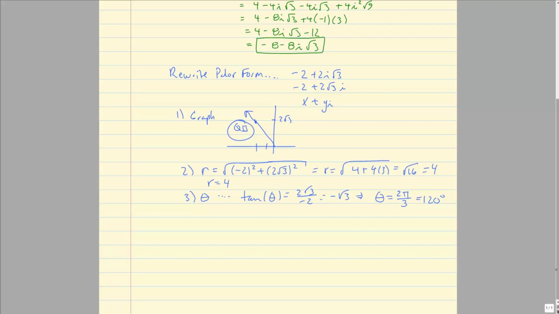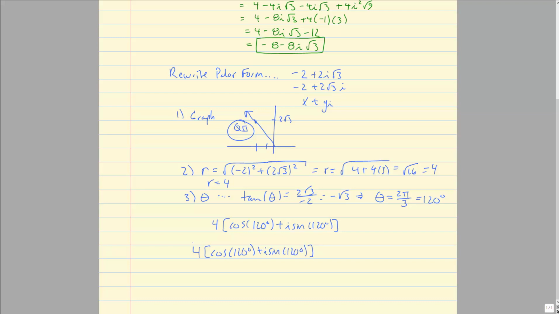So if I were to rewrite this into its polar form, it would look like r, which is 4, cosine of 120 degrees plus i sine 120 degrees. Now we can use DeMoivre's because I'm taking this value and I'm squaring it.